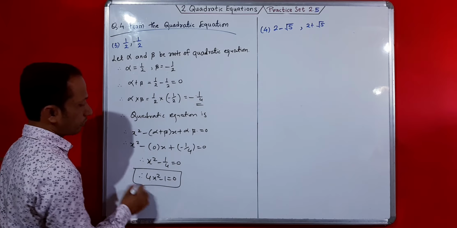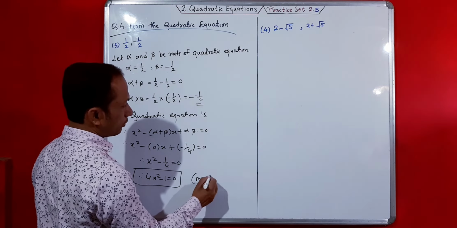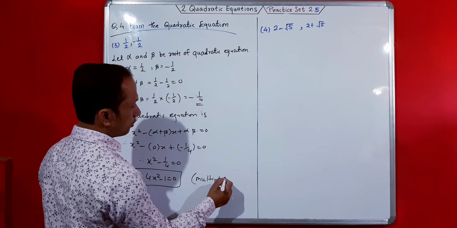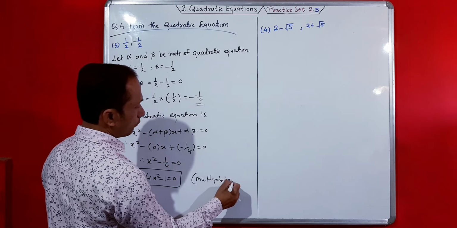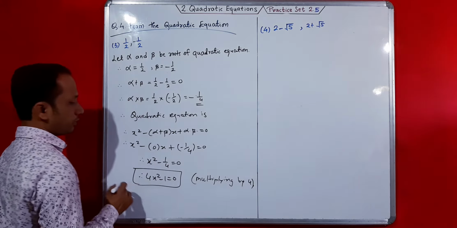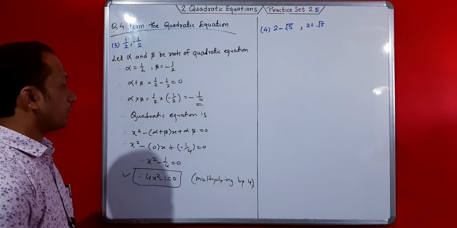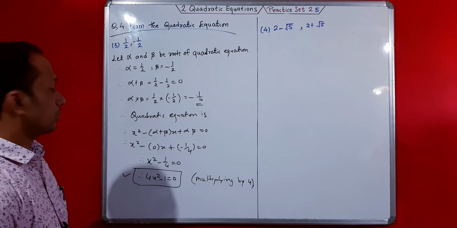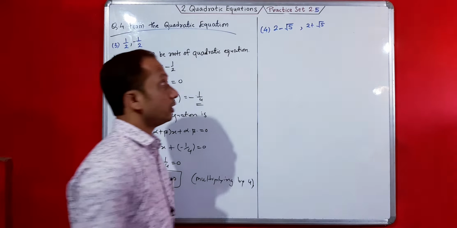Multiplying by 4, we get this equation. This is the required quadratic equation after doing this process. So this is question number 3, and now we come to question number 4.